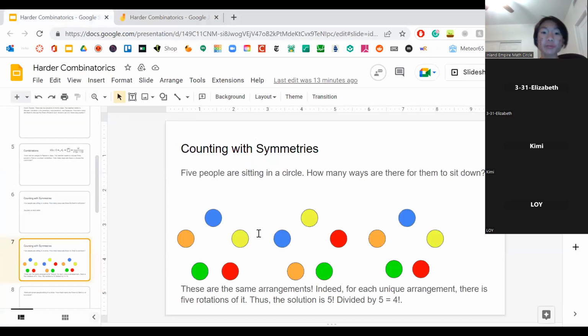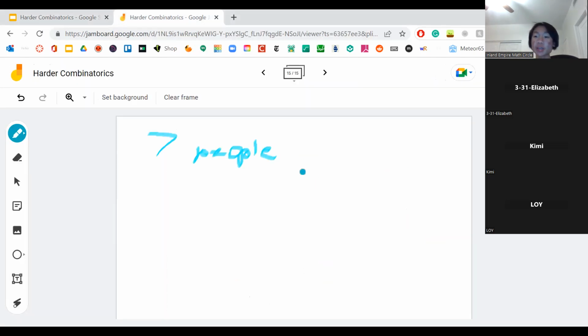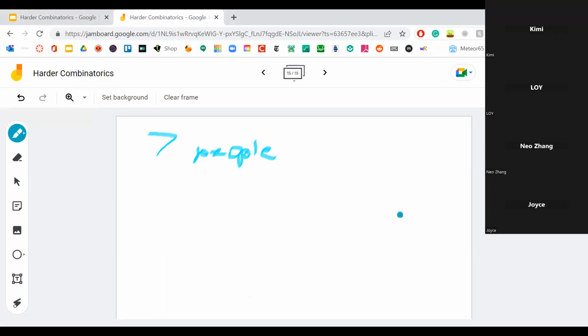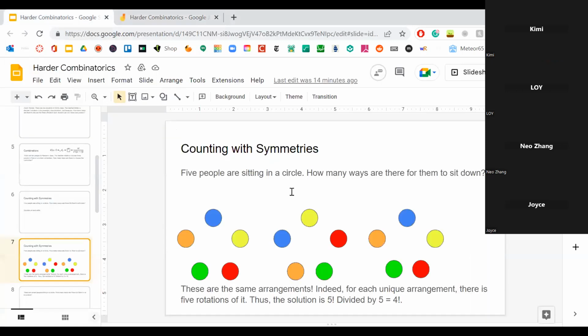To put it in a different way, the 7 factorial is assigning people to seats. But we care about who's sitting next to whom, not which seat they're sitting in. Does that make sense? Alrighty, so let's move on.